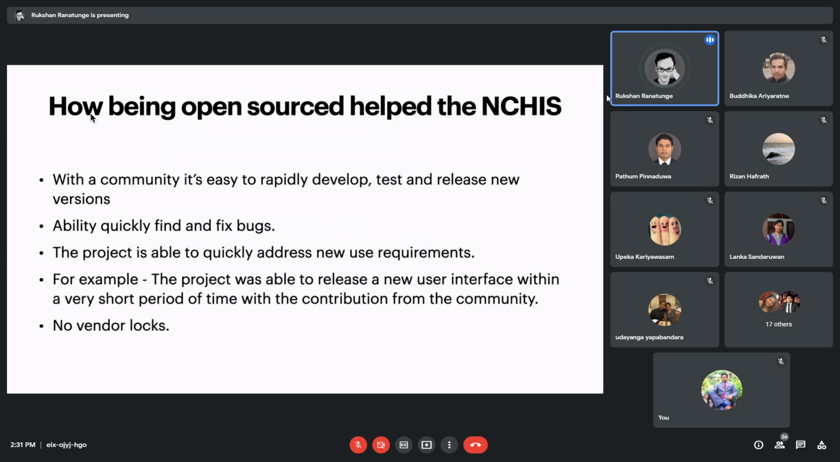Now I'm going to talk about how being open source helped the National COVID Health Information System. Because we have a community of developers and testers, we are able to rapidly develop, test, and release newer versions, and we are able to quickly find and fix bugs.